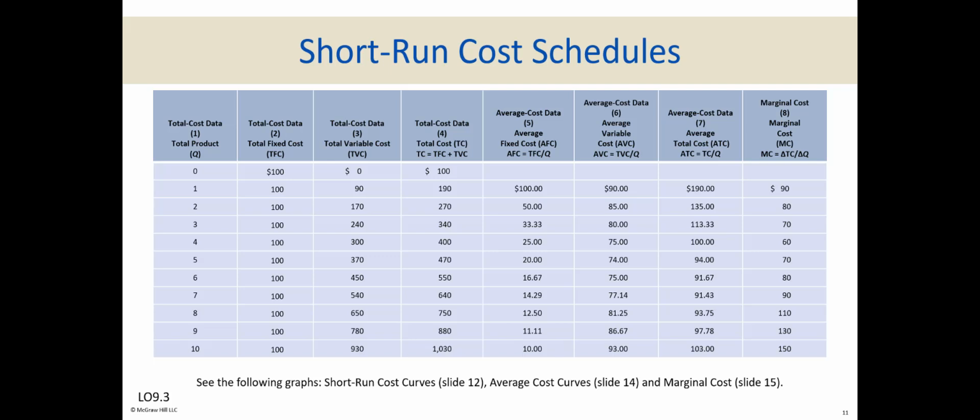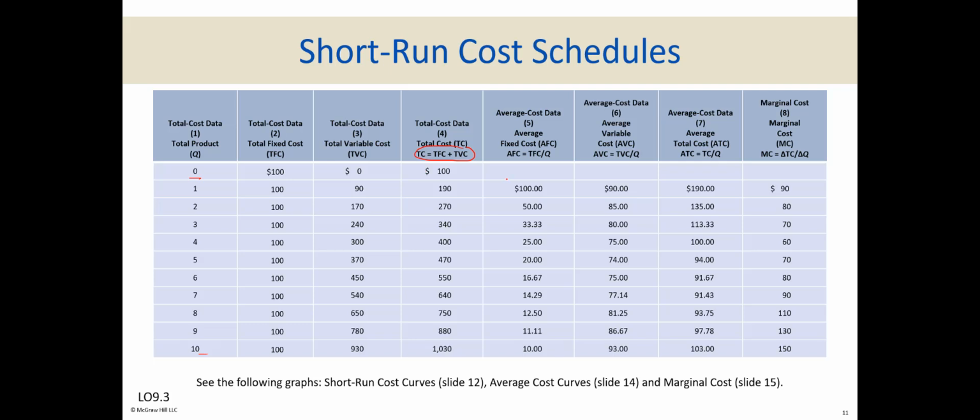Here you can see short-run cost schedules, and total cost is given here, which is total fixed cost plus total variable cost. And as you realize, total fixed cost is not changing. Whether you produce 1 unit or 10 units, it's 100. But variable cost increases, and it's 0 when you don't produce anything, because it's the cost when you start production. Total variable costs are the costs that you need to produce the product, and the total cost is the sum of these fixed costs plus variable costs.